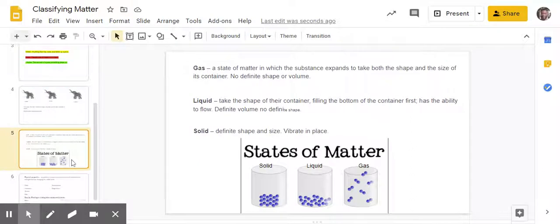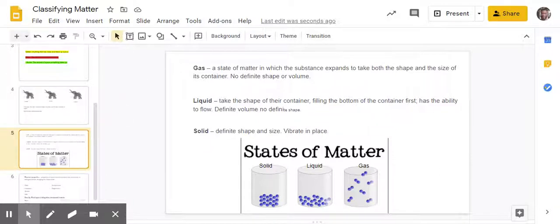Now let's talk about the states of matter. We have three states of matter: gas, liquid, and solid. A state of matter in which the substance expands to take both the shape and size of its container, with no definite shape or volume, is a gas. A liquid takes the shape of its container, filling the bottom of the container first, and it has the ability to flow. It has a definite volume but no definite shape, meaning the shape of a liquid changes depending on what we have it in. And a solid has a definite shape and size, and solids vibrate in place.